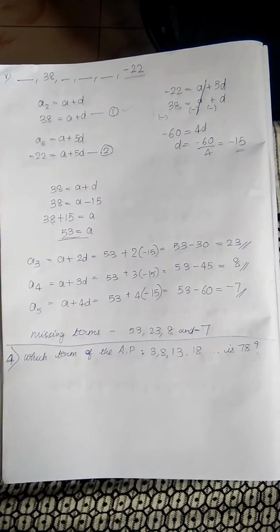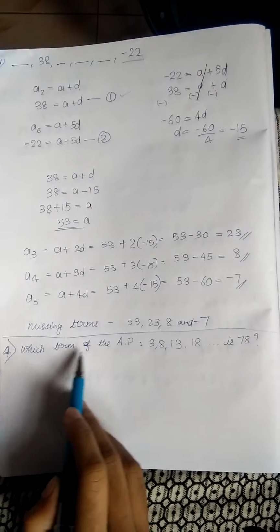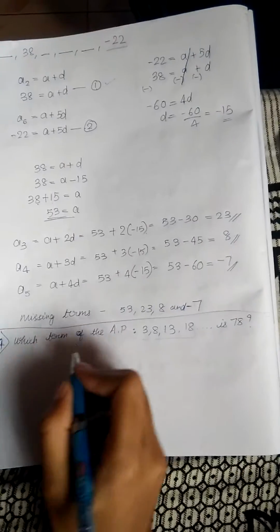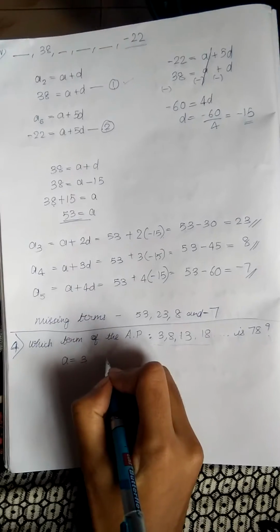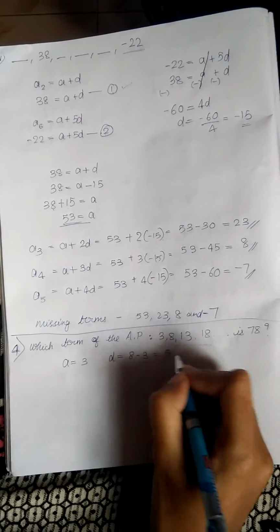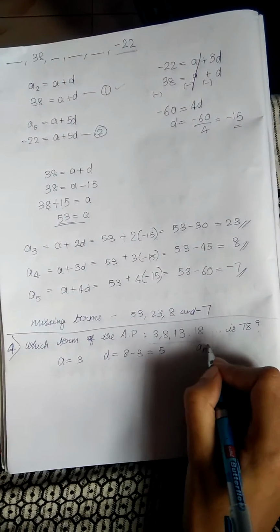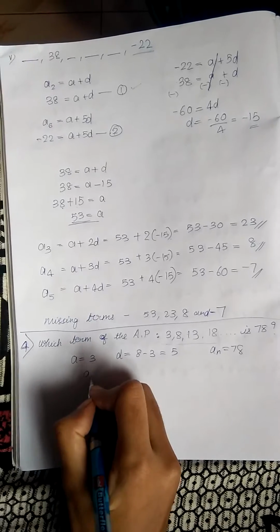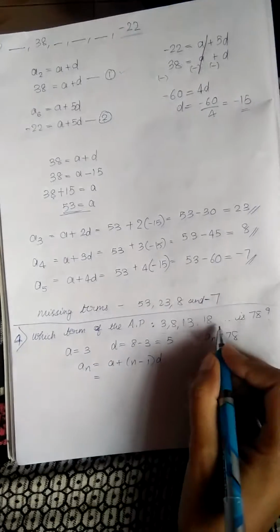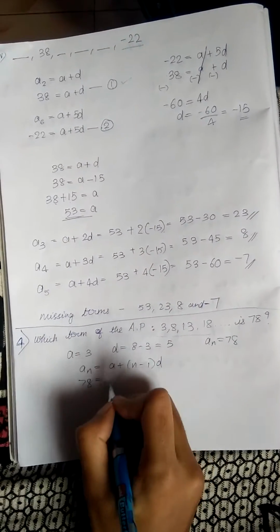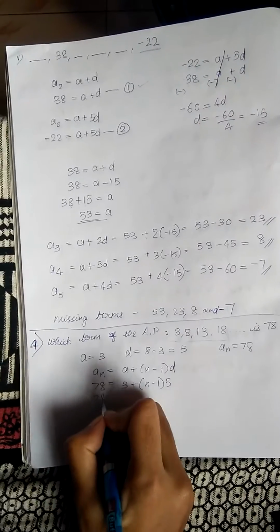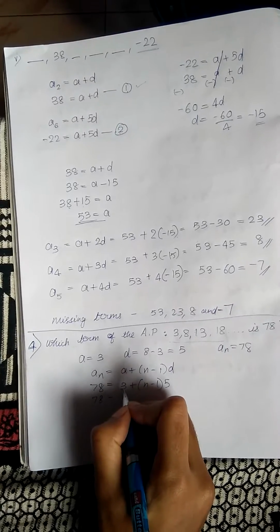Let's move on to the fourth main question. The question asks which term of the AP, the series given as 3, 8, 13, 18 and so on, is 78. So I know the first term as 3. I know the common difference, that is the second term minus the first term, 8 minus 3 is 5. And I will take the last term as 78. Let's use the nth term formula, a plus n minus 1 d. An, I know the value of the last term as 78. A is 3 plus n minus 1, d is 5.